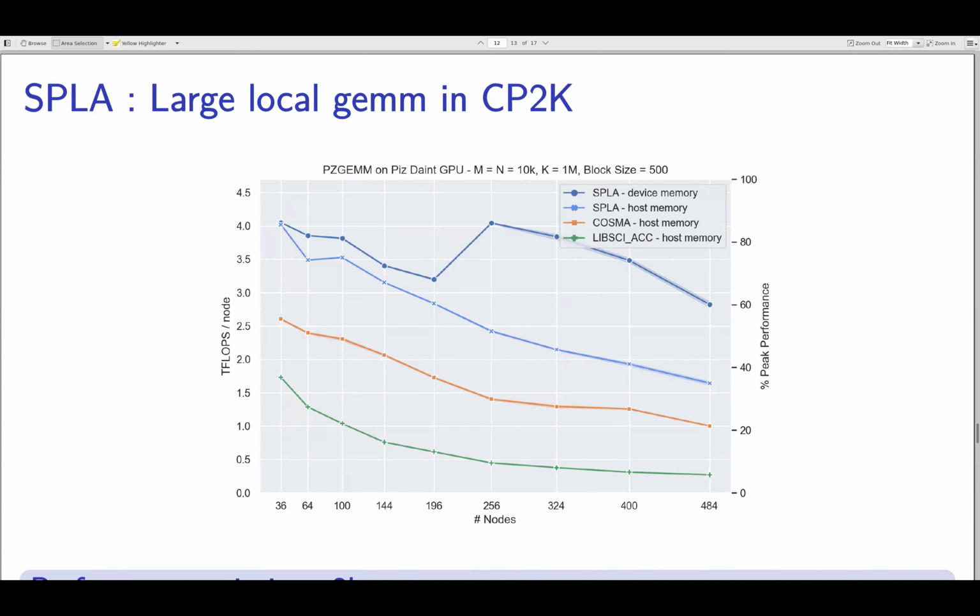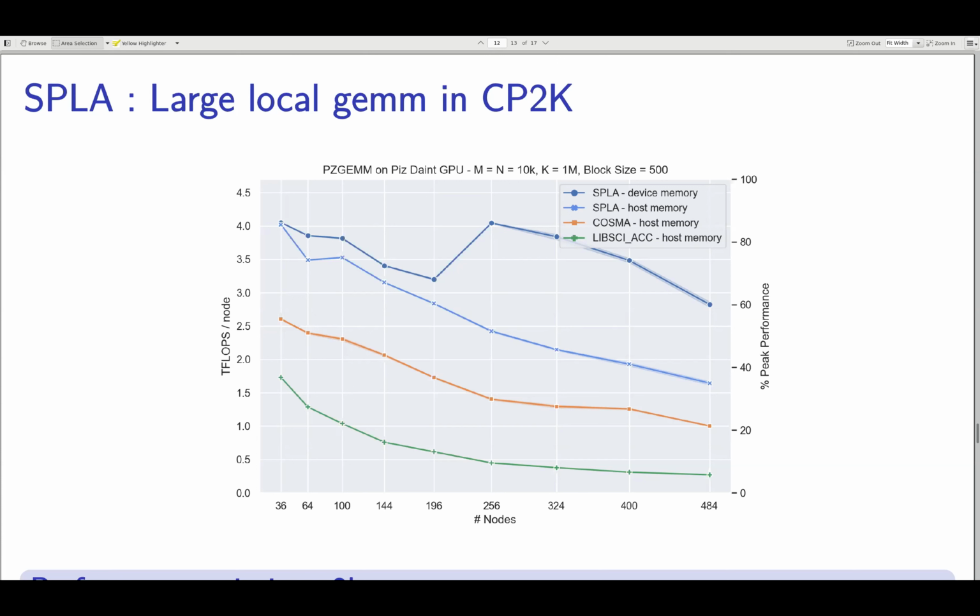I think a graph would probably give a bit more interesting results. So the graph that you see is really a PZGEMM on PIDS dates, and we compare the different implementations of this function and run them on the cluster. And as you can see, depending on where the data are, either host memory or device memory, SPLA always dominates the two other implementations.